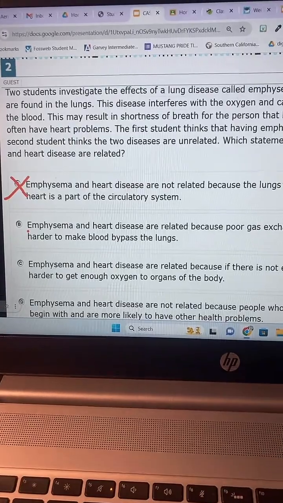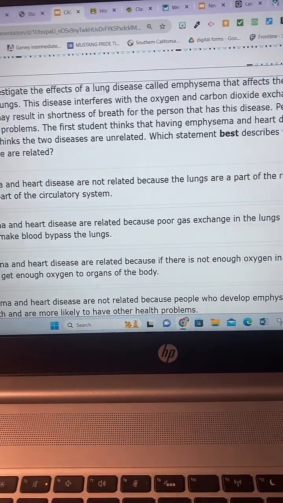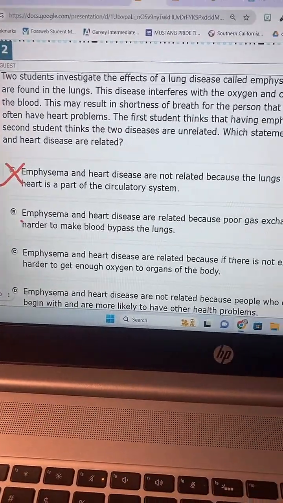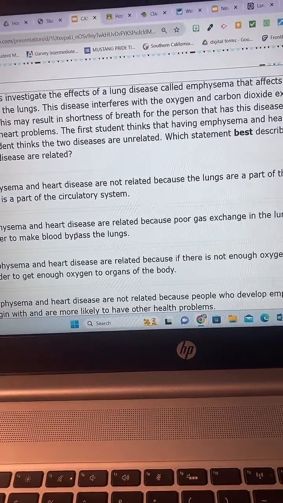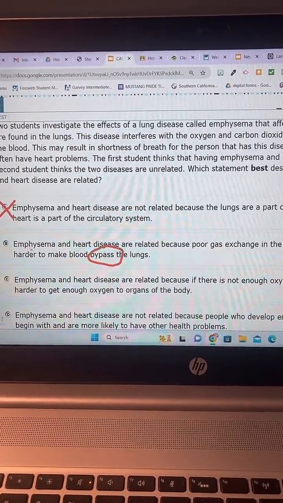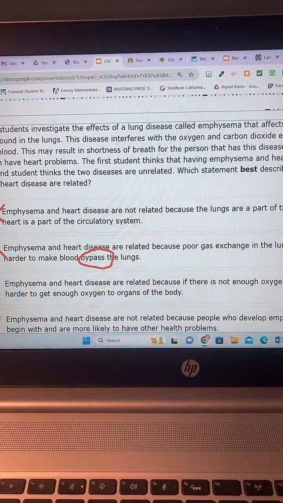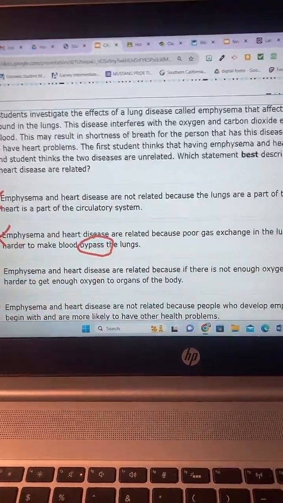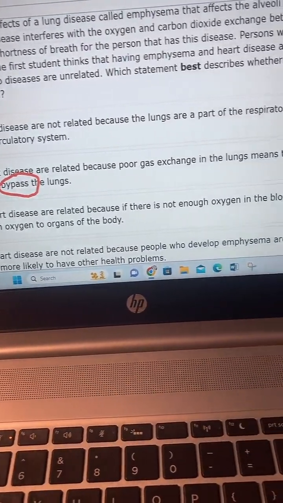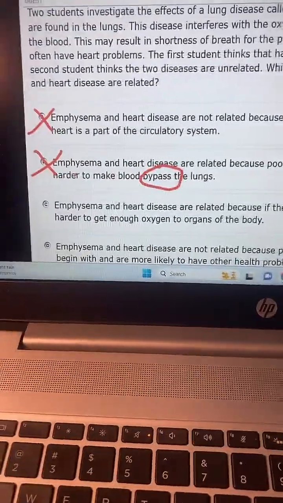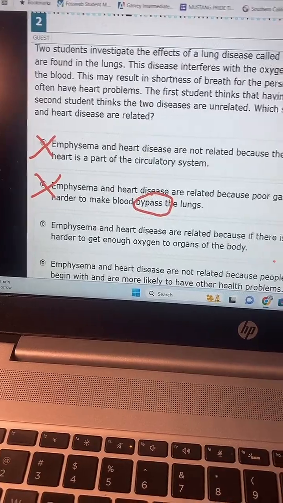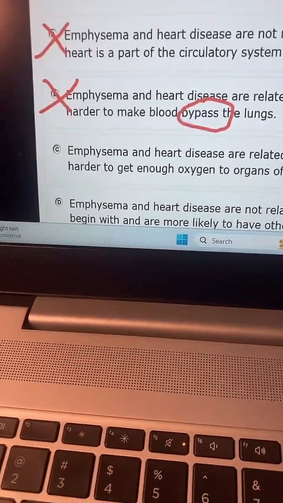How about the second one? Emphysema and heart disease are related because poor gas exchange in the lungs means the heart works harder to make blood bypass the lungs. Here's the big word here. Bypass means the blood doesn't go to the lungs. If the blood doesn't go to the lungs, you die. Your cells get no oxygen. Can't be that one. Emphysema and heart disease are related because if there is not enough oxygen in the blood, the heart works harder to get enough oxygen to the organs of the body. Okay, that might be it, so we will mark that and go to the last one.